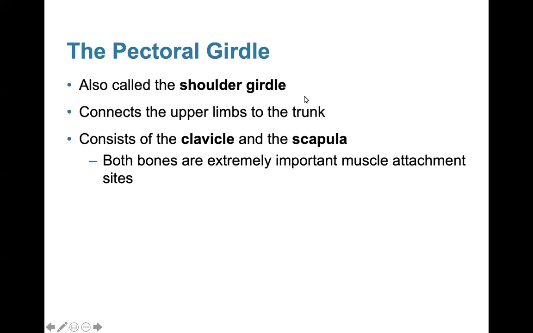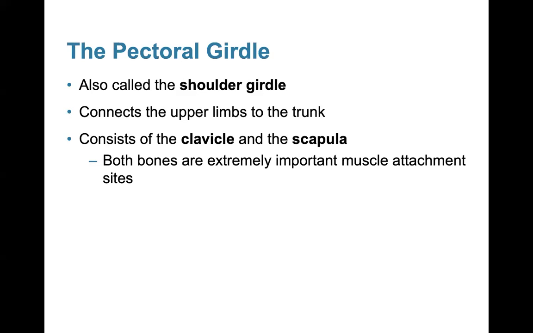Okay, so now we're going to talk about the appendicular skeleton, and this is also referred to as the pectoral girdle. I'm sorry, we're going to talk about the axial skeleton, and the first part we're going to talk about is the pectoral girdle. This is also referred to as the shoulder joint or shoulder girdle. This will connect the upper limbs to the trunk. It consists of the clavicle and the scapula.